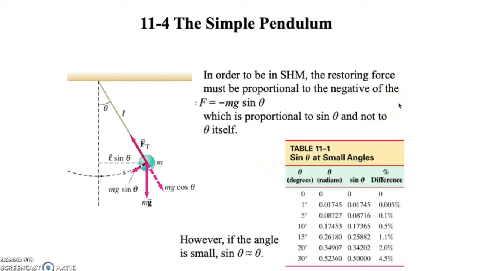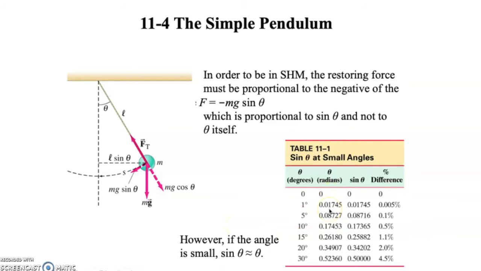In order for it to be simple harmonic motion, the restoring force must be proportional to the negative of the force, negative mg sine theta. So that's this right here, right? Which is proportional to sine theta and not to theta itself. However, if the angle is small, sine theta does equal theta.